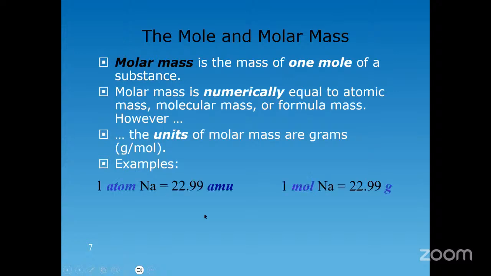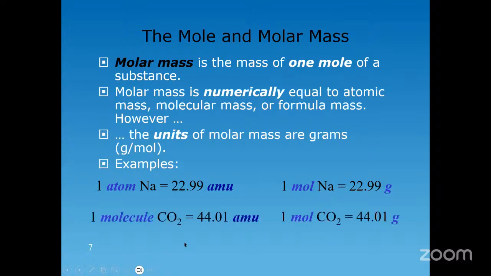All right, so just to give you some examples here, 1 atom of sodium, and I should probably say 1 average atom of sodium, will have a mass of 22.99 AMU. But 1 mole of sodium will have a mass of 22.99 grams. All right, so the numbers are the same, but the units are different. This would be the units for atomic mass. This would be the units for molar mass. I think I have another example.